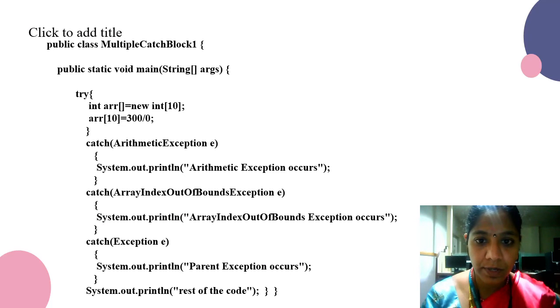In this example, you can see that there are multiple catch blocks for a single try block. There are three kinds of exceptions handled in the catch blocks: ArithmeticException, ArrayIndexOutOfBoundsException, and a general Exception. The statement that possibly raises the exception is the first statement, the int array. You are initializing an array with a maximum of 10 elements and trying to insert an 11th element as 300 by 0, which might raise an array index out of bounds exception. So, you can have multiple catch blocks for a single try block in exception handling.